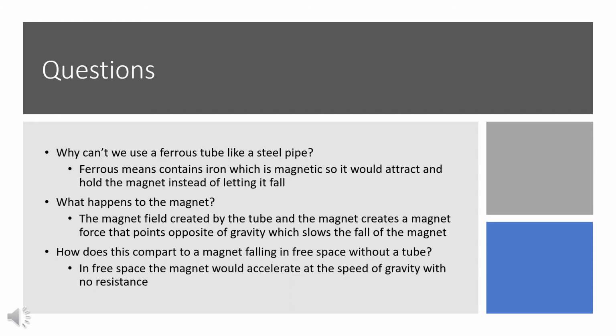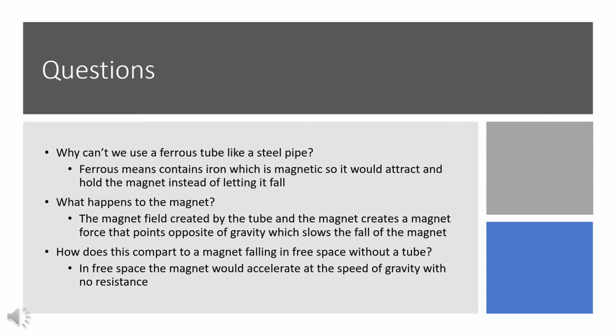Now for a few questions. Why can't we use a ferrous tube like a steel pipe? Ferrous means containing iron, which is magnetic, so it would attract and hold the magnet instead of letting it fall. What happens to the magnet? The magnetic field created by the tube and the magnet creates a magnetic force that points opposite of gravity, which slows the fall of the magnet.